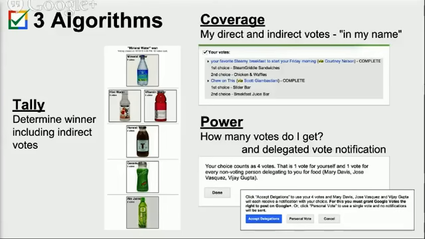Tally and coverage we can compute together, and with power we have to do a few funny things, and we actually just get an estimate of power. But again, the two dialogues we showed are why we need power: so you can see your voting power on an issue if you click the link at the bottom, and so that you can send the delegation notifications to the right people when you vote on their behalf.